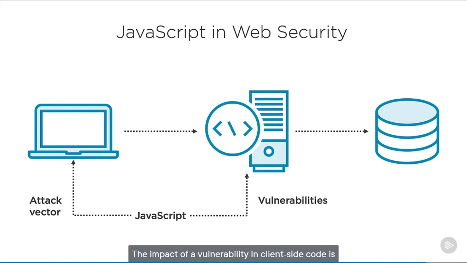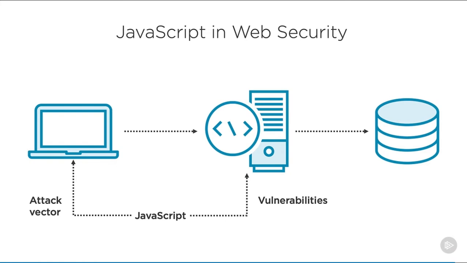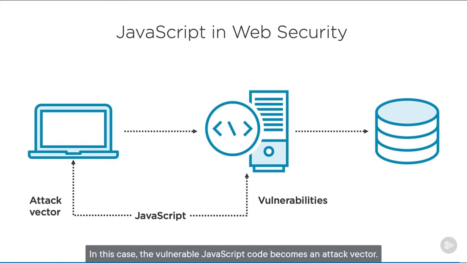The impact of a vulnerability in client-side code is typically limited to a single user. That sounds like good news. Unfortunately, bugs in JavaScript code running in a browser may allow attackers to impersonate the victim and to perform actions on their behalf. In this case, the vulnerable JavaScript code becomes an attack vector.